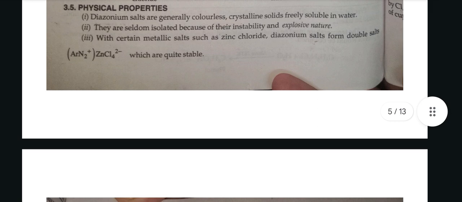Physical properties. First, diazonium salts are generally colorless crystalline solids freely soluble in water. Second, they are seldom isolated because of their instability and explosive nature. Third, with certain metallic salts such as zinc chloride, diazonium salts form double salts, ArN2+ ZnCl4 2-, which are quite stable.